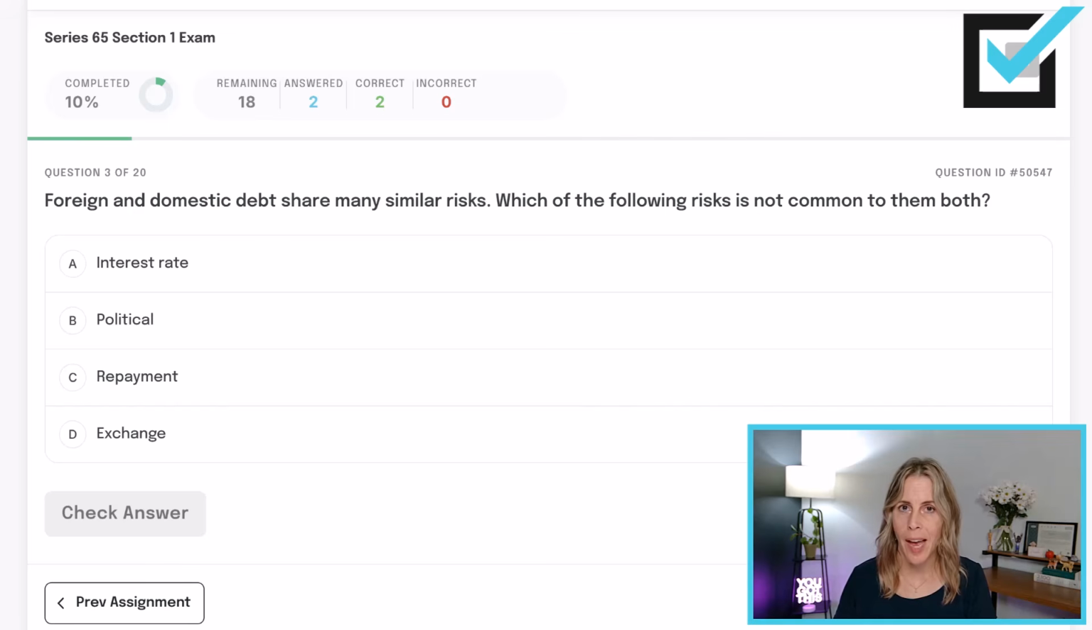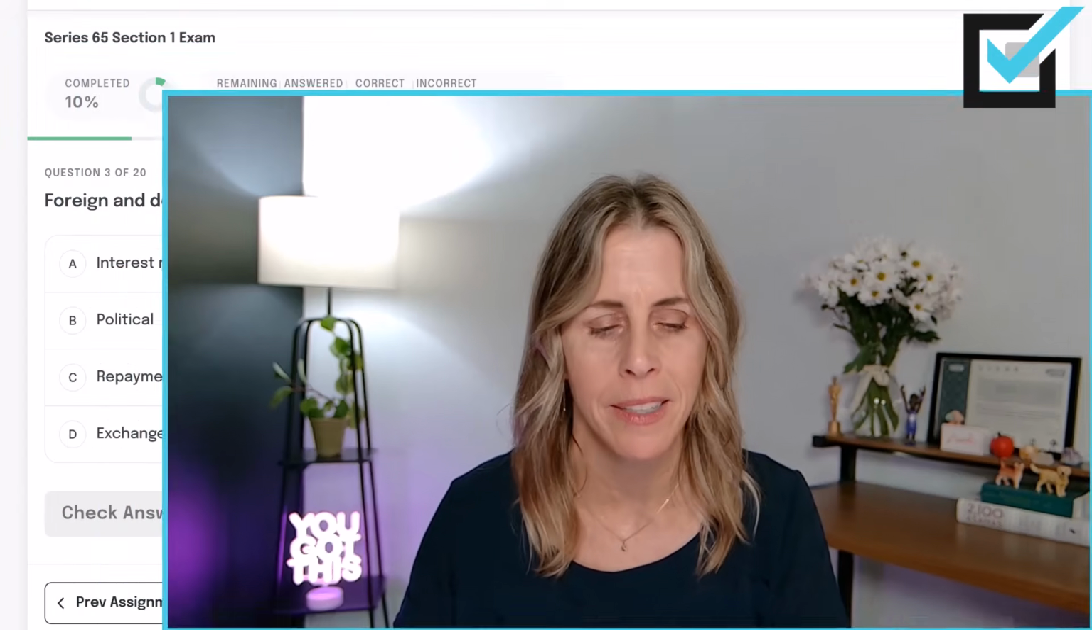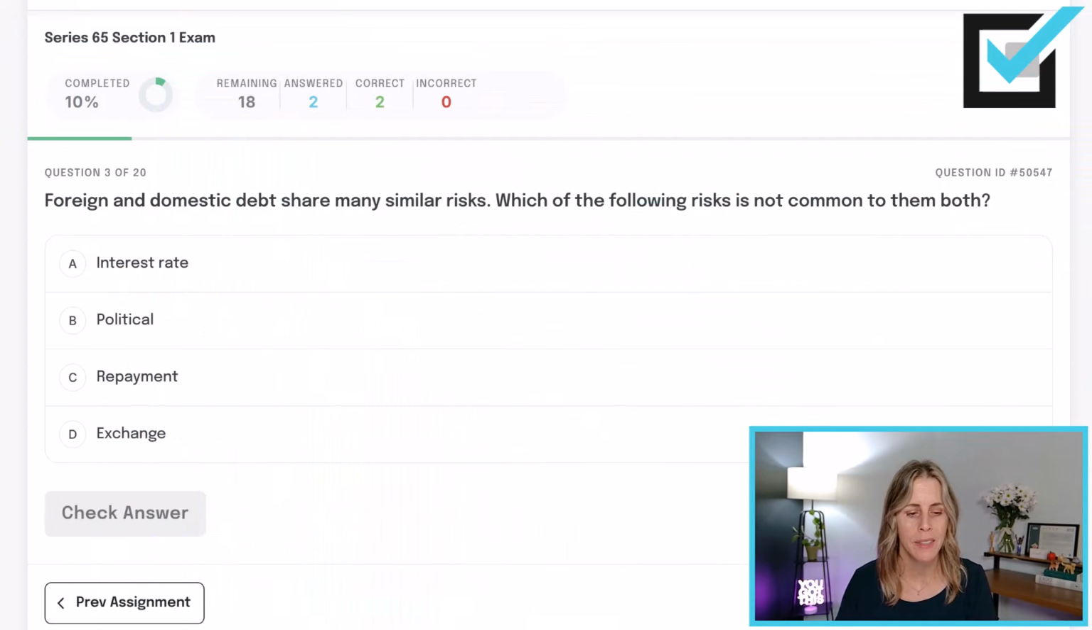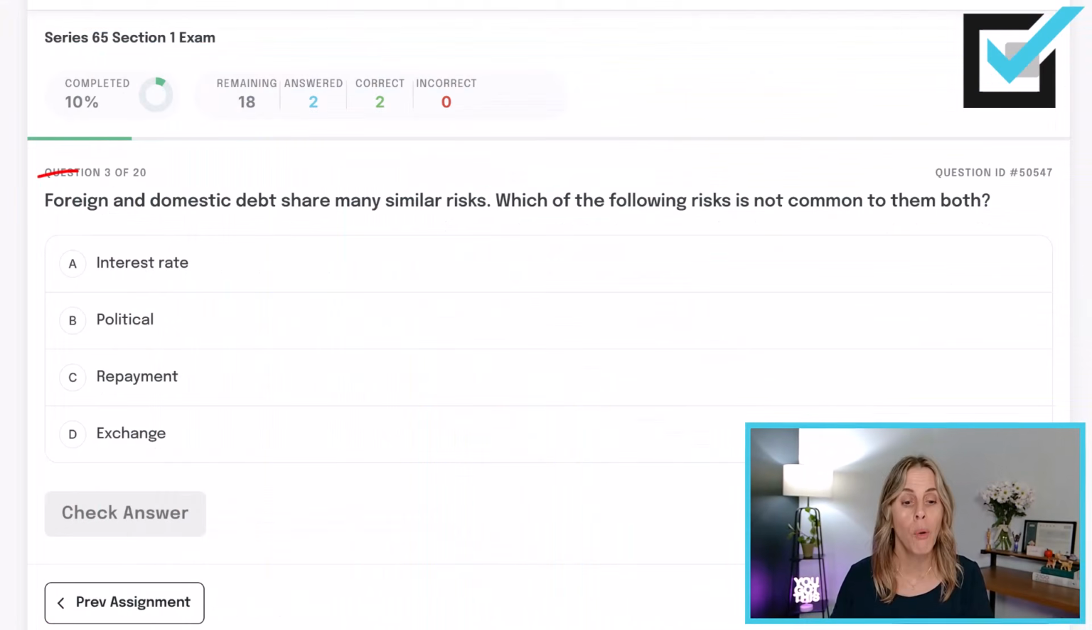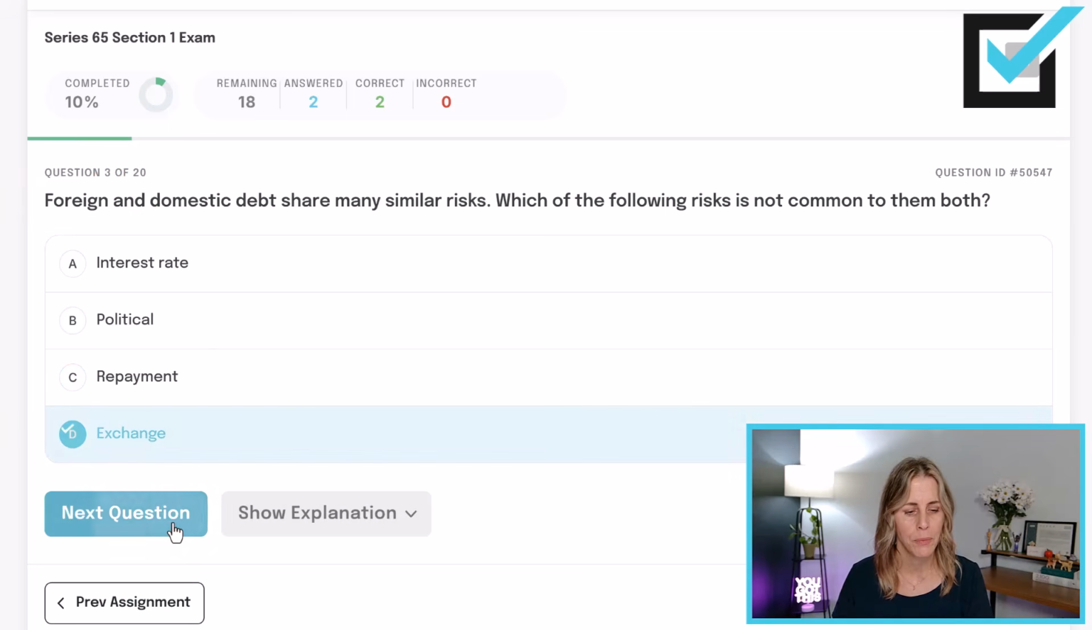All debt has interest rate risk. Political risk, generally we talk about political risk in a foreign country, but it is possible to have political risk domestically. Repayment risk, exchange risk. That means exchange rate risk. Which one has exchange rate risk? The foreign debt only. So exchange rate risk is not common to them both.